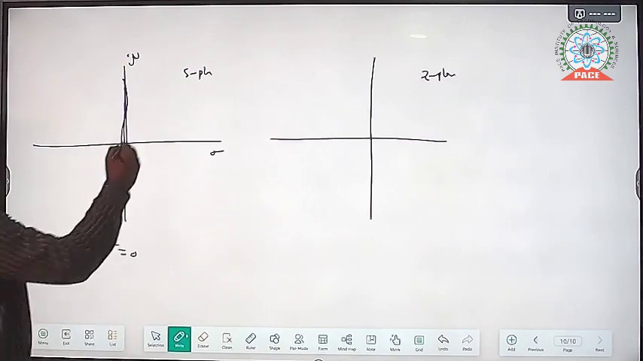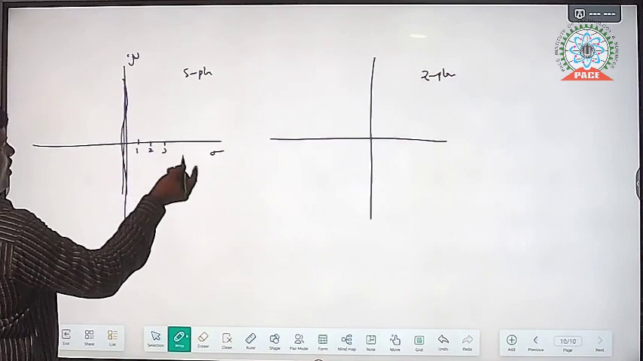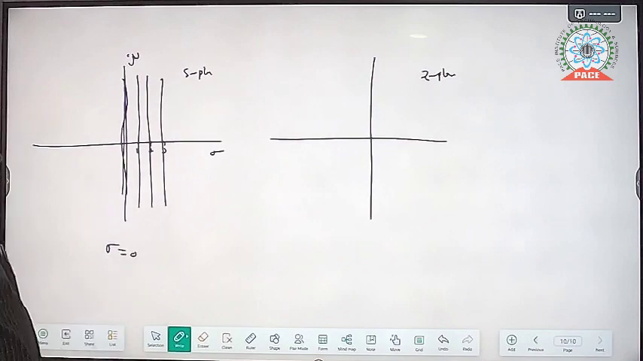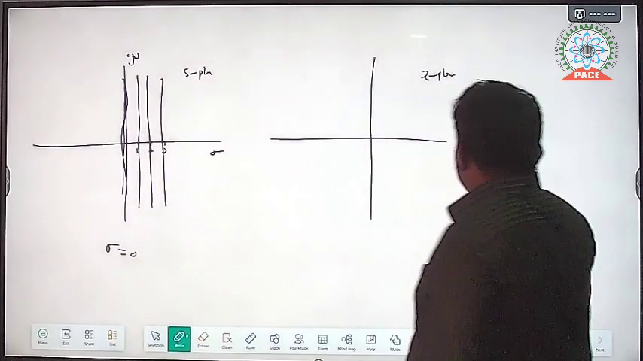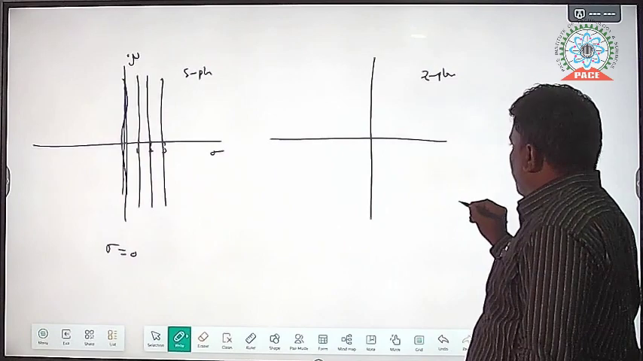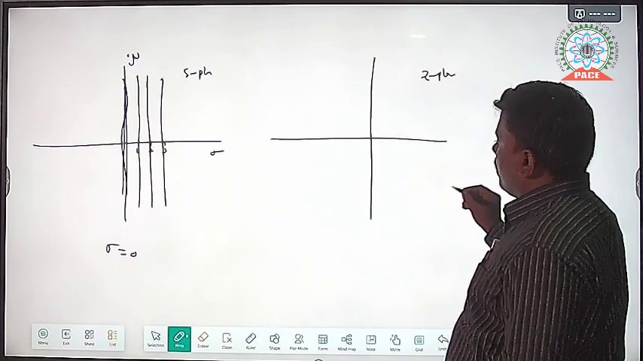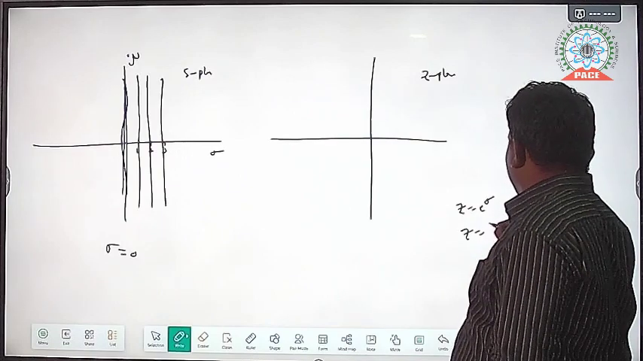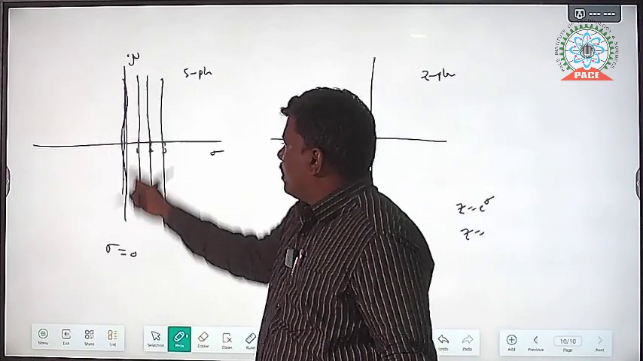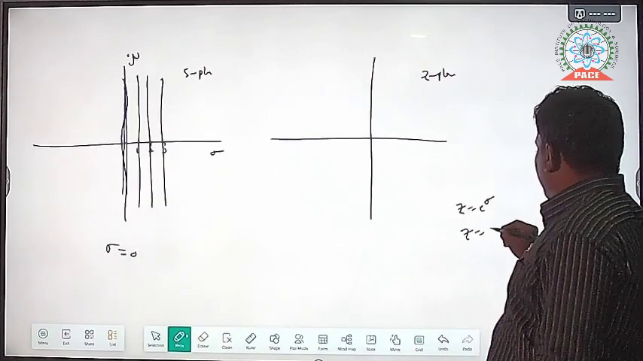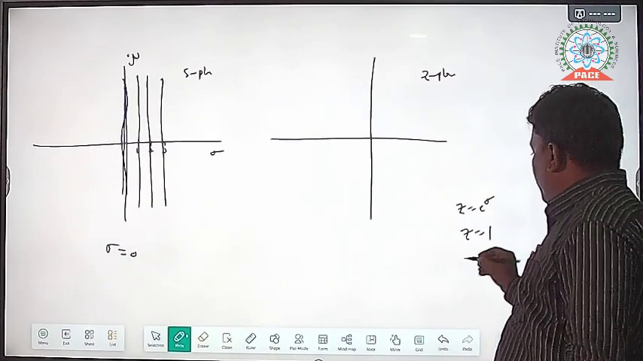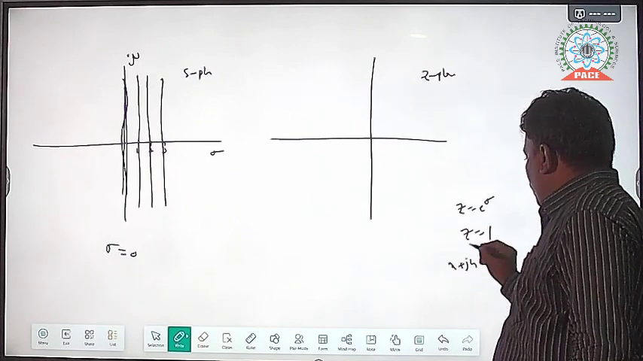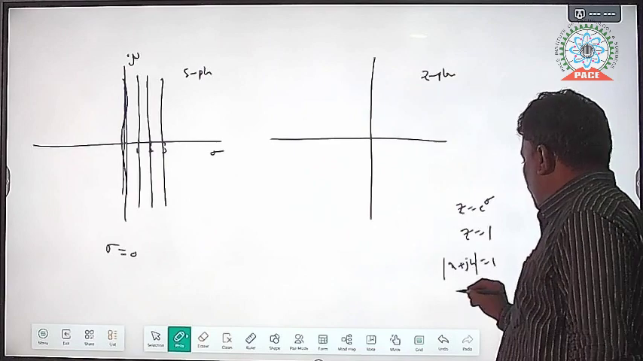Next, here z equal to e power sigma. So at sigma equal to 0, this is the imaginary axis, and z equal to 1. z equal to 1 means, in complex form, x plus jy equal to 1. So magnitude of z equals square root of x square plus y square, equal to 1 square. Squaring both sides, x square plus y square equal to 1.